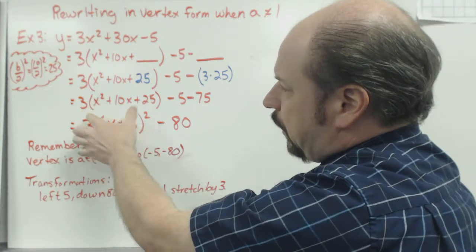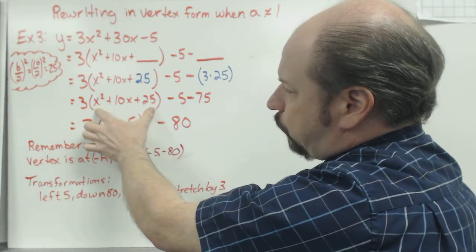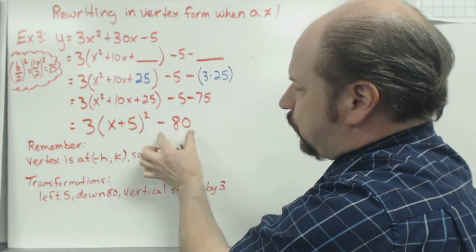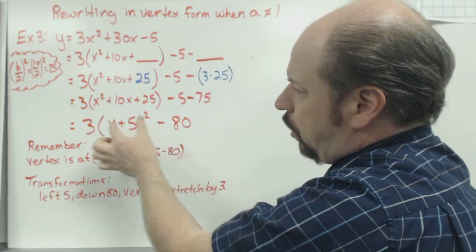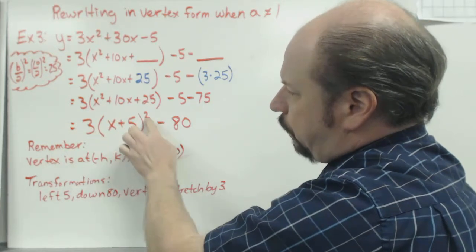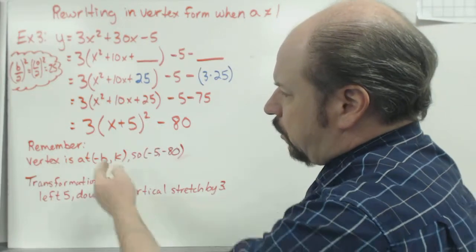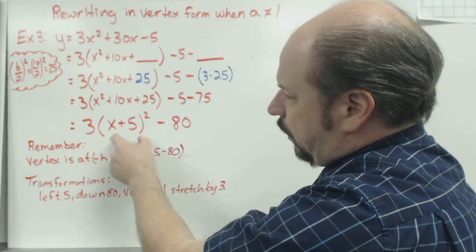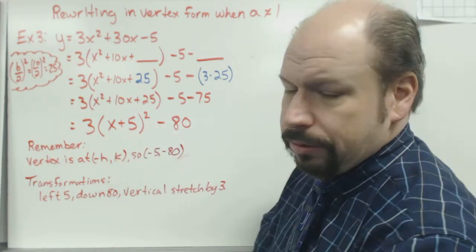Okay, so we have 3 times the quantity x squared plus 10x plus 25 minus 5 minus 75, which will simplify to minus 80. And then we'll go ahead and rewrite this as a perfect square, x plus 5 quantity squared. So our final rewritten in vertex form is 3 times the quantity x plus 5 squared minus 80.